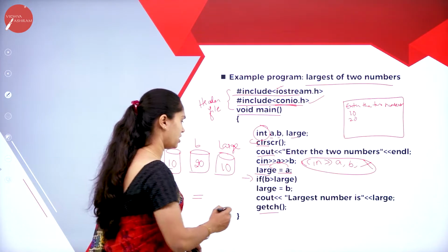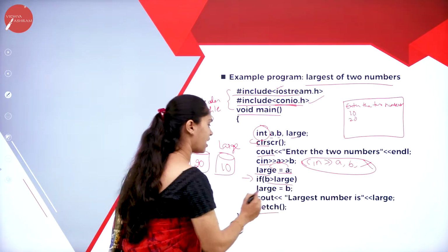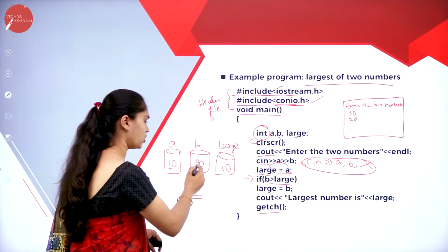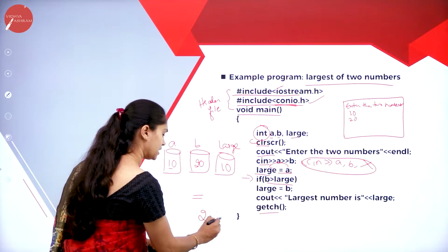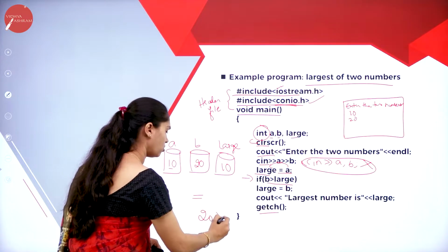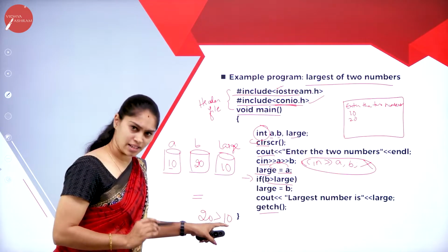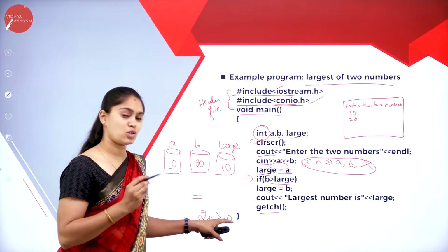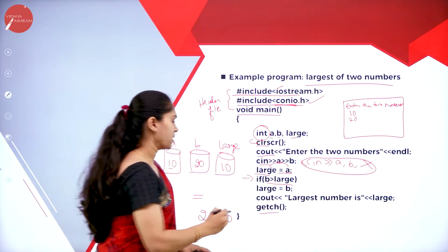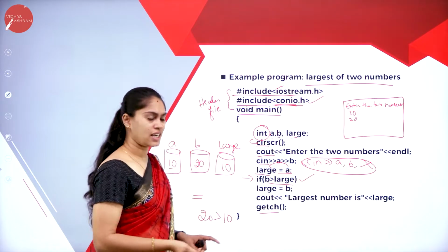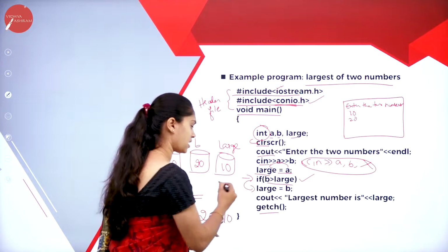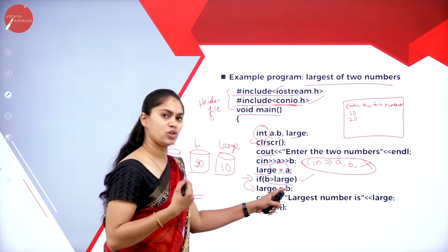What is that condition here? If B is greater than large. What is the B value? We have 20 is greater than... What is the large value? 10. Is 20 greater than 10? Whether it is true or false, it is true. If it is true, then it is going to execute the next line. That is, large is equal to B.